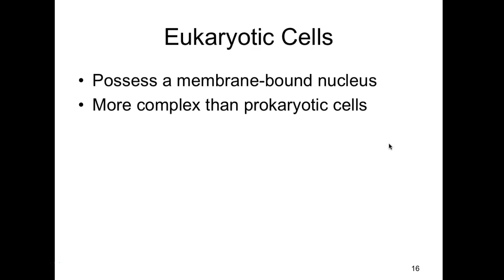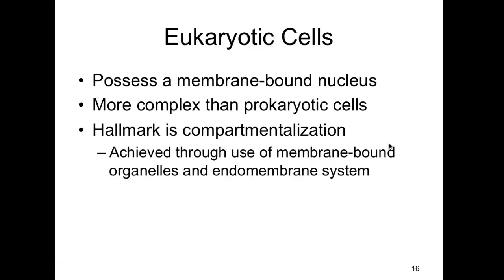Eukaryotic cells are going to possess membrane-bound nuclei, and they're going to be more complex than the prokaryotes. Basically, we see that they have membrane-bound organelles, and this leads to compartmentalization. That is the hallmark of eukaryotic cells because they have these cell structures or organelles that have membranes and are going to perform a specific function.